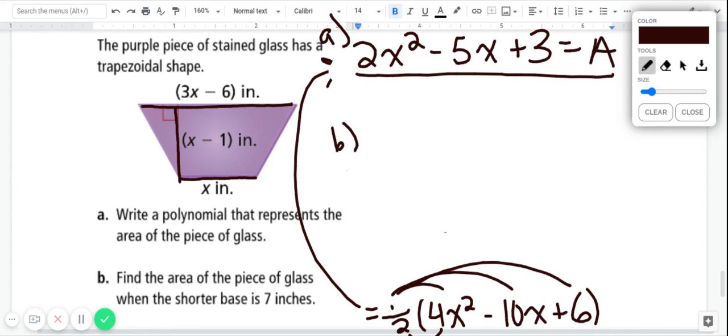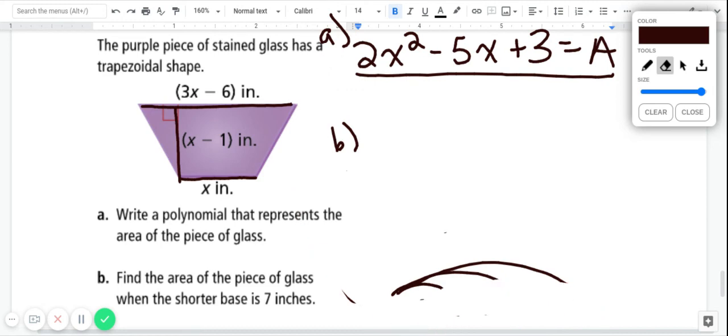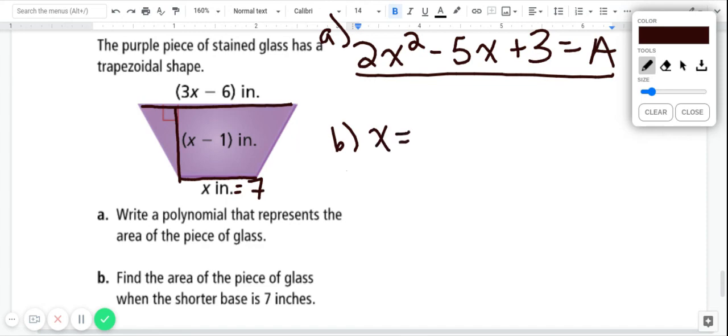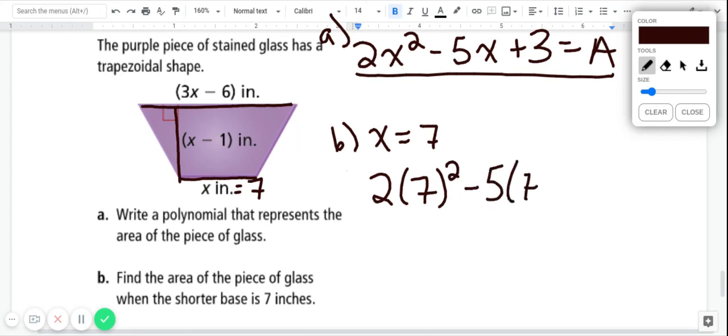Now part B, if the shorter base is 7, what's the area? Well, hey class, see how the shorter base is just x? So they're really saying if x is 7, what's the area? Well, let's plug in x equals 7. So this is going to be 2 times 7 squared minus 5 times 7, because we replace each x with 7, plus 3 equals the area.